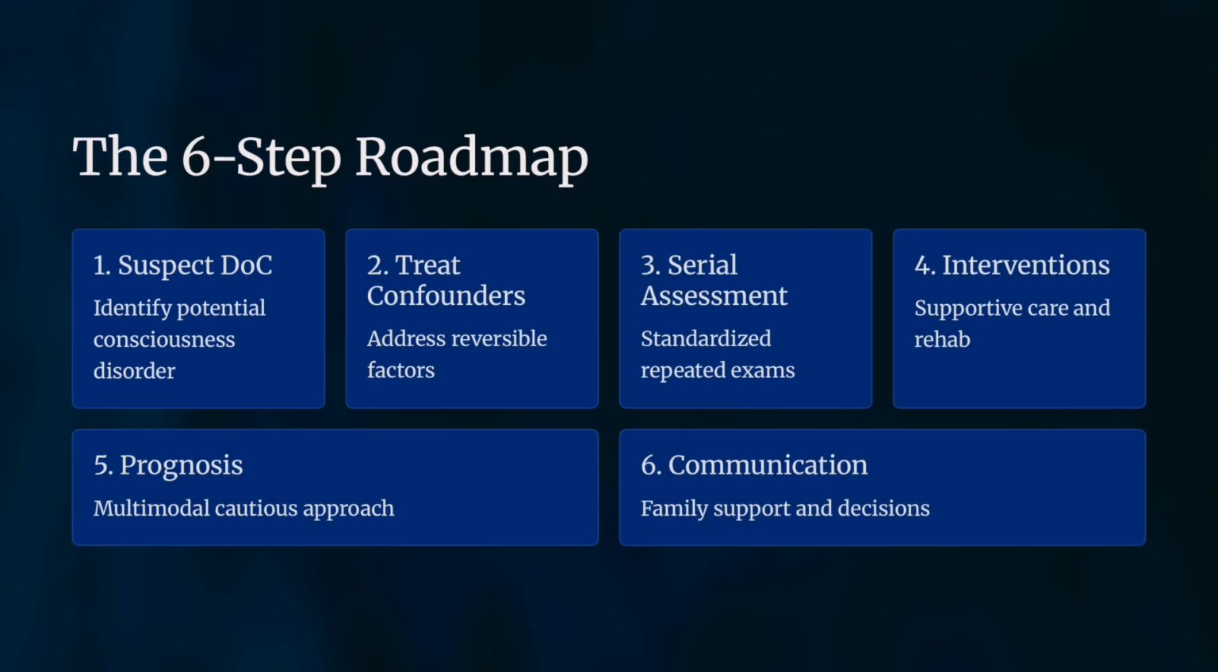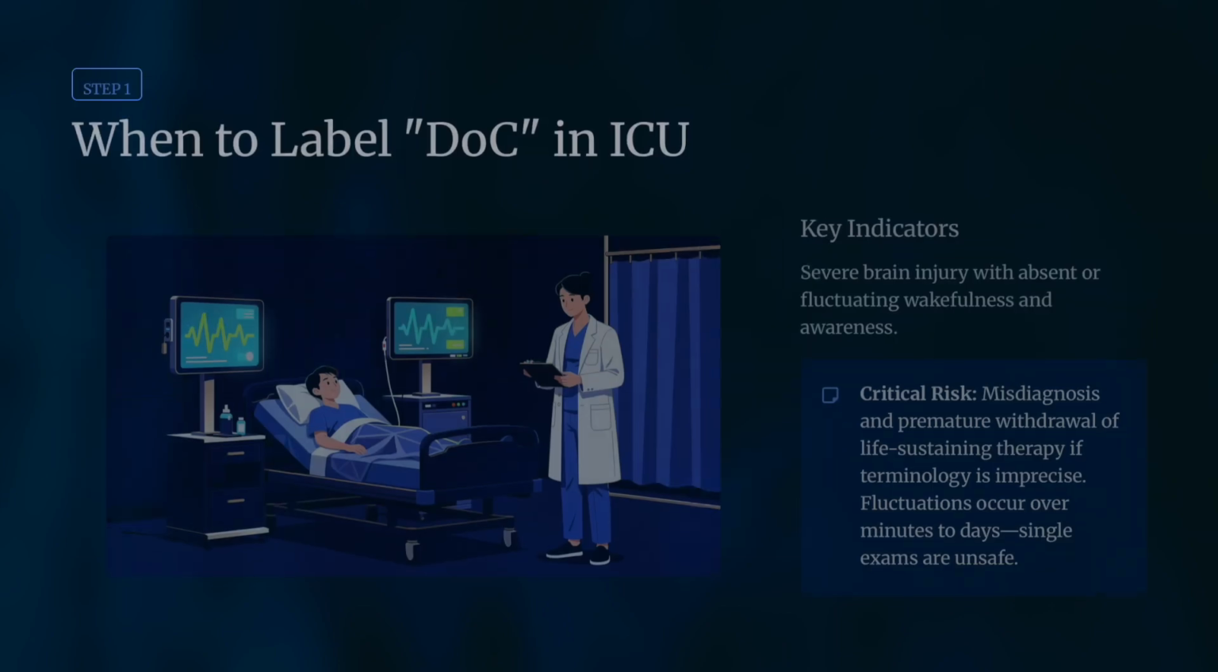So this is a 6-step roadmap. First, you must identify there is a consciousness disorder. Then you must remove all the confounders, that is the reversible causes which are affecting the consciousness. Then a standardized repeated examination, beyond GCS. Then an intervention which is both supportive as well as rehab. Then prognosticating by a multimodal and cautious approach. Finally, communicating to the family your support and decisions.